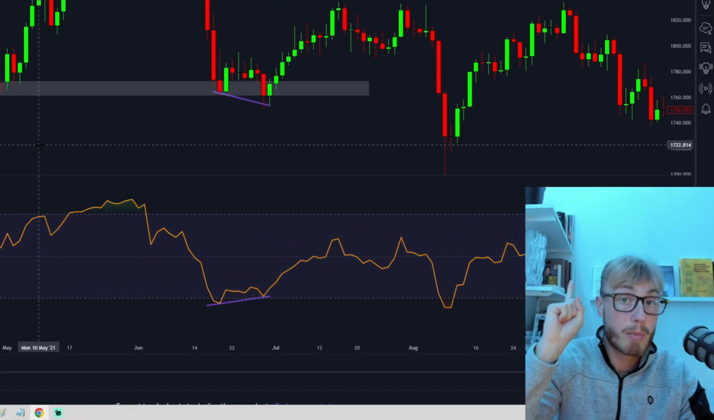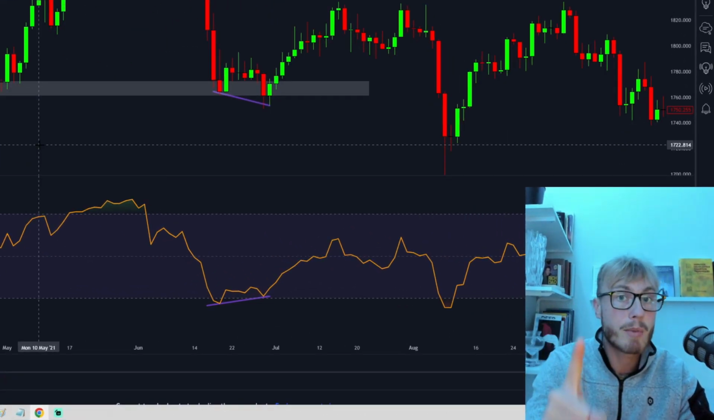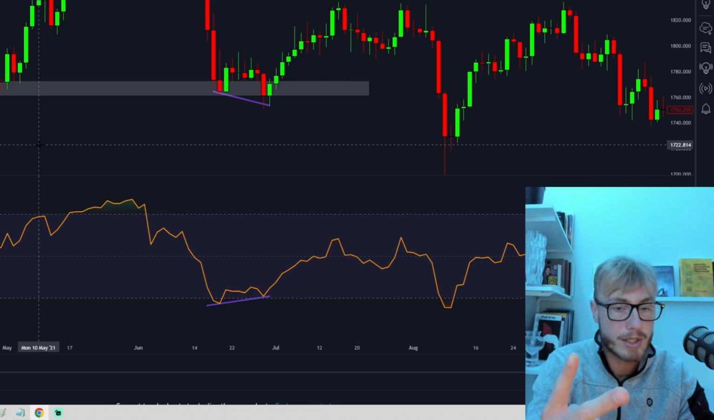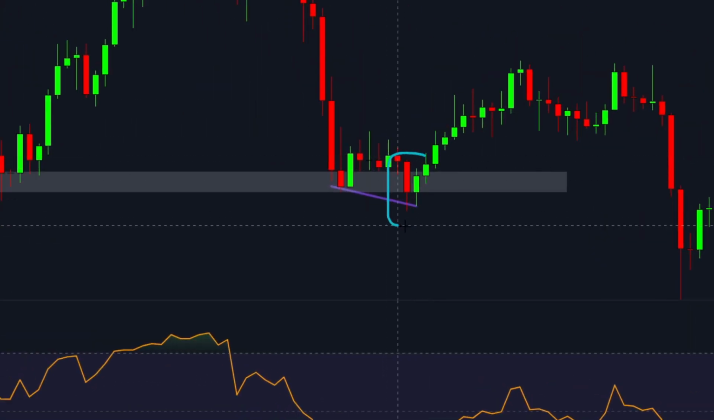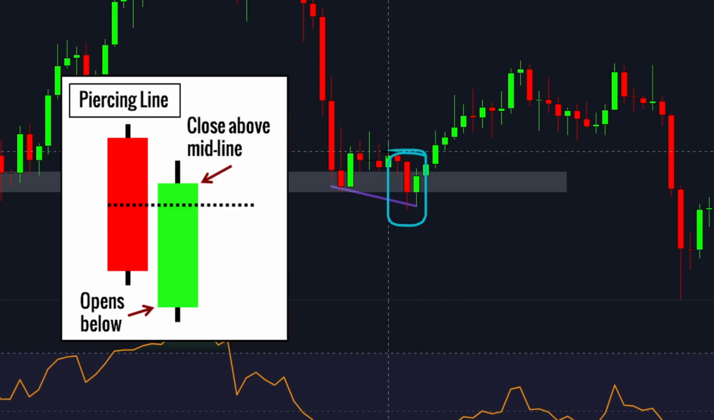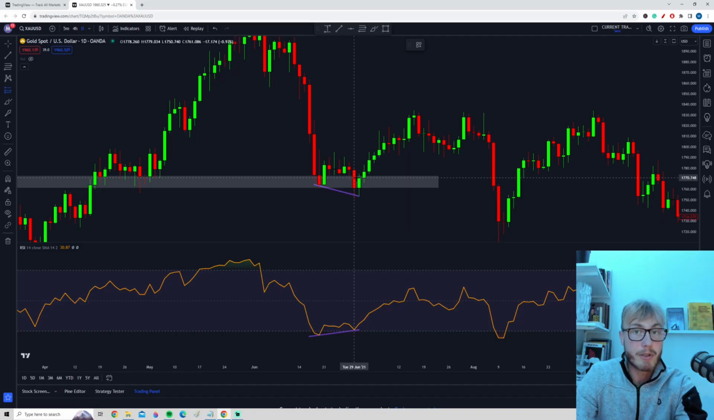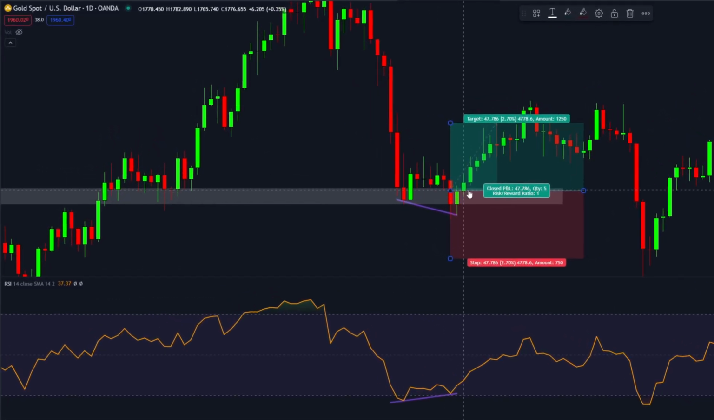So now we know that we are both on a key support level and we also have the bullish divergence. Last but not least, we have a candlestick pattern right here that is called a piercing pattern. So we have bullish divergence on a support level, and we also have a candlestick pattern. This is definitely not the strongest candlestick pattern, but we still have 3 bullish variables, and that is enough for us to enter the trade.